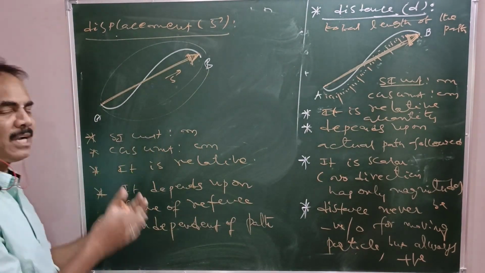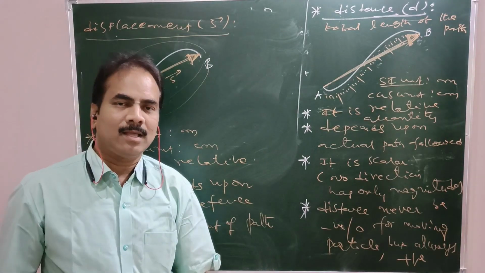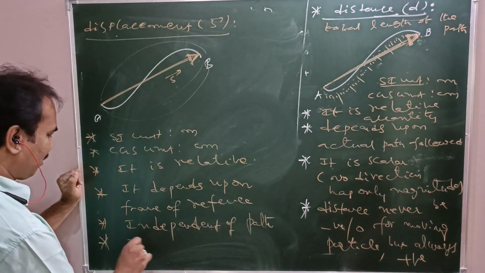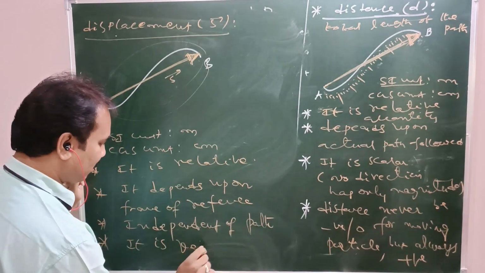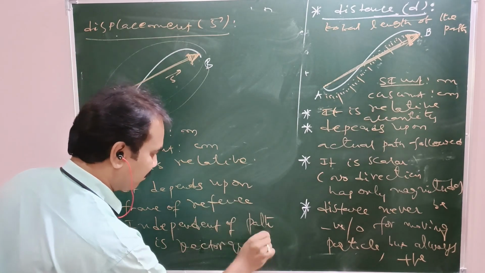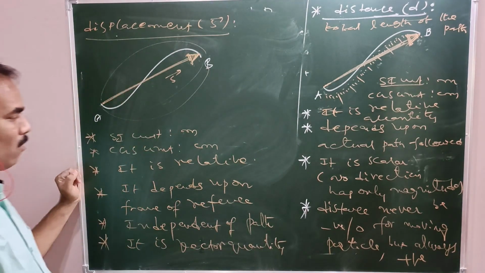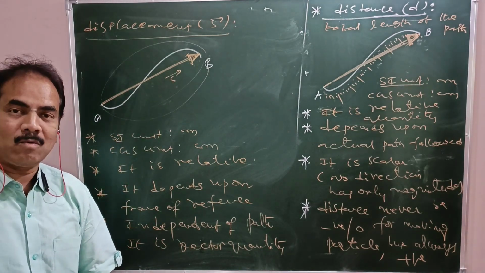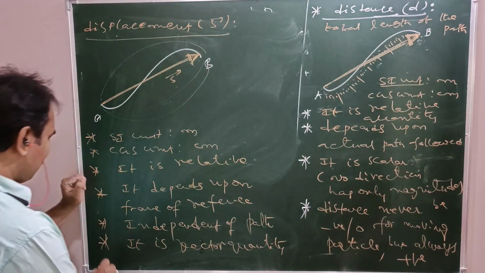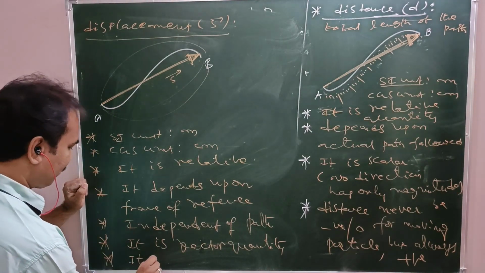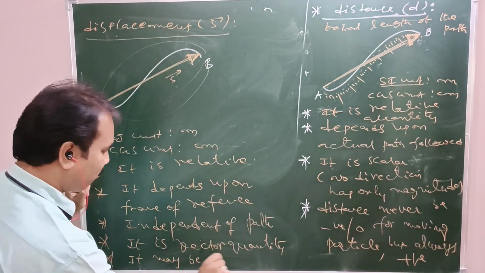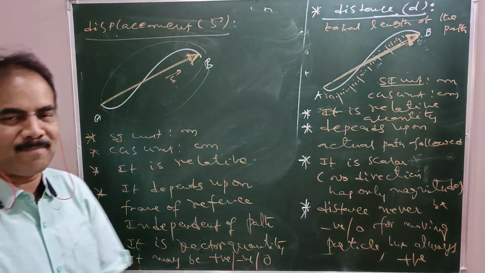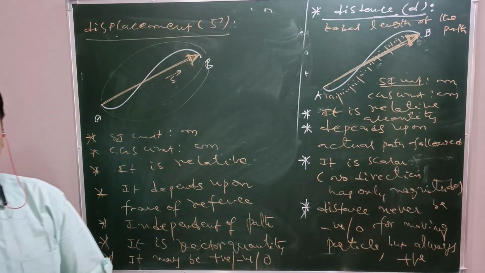Coming to another point, it has both magnitude as well as direction. Moreover, it can be split up into components, meaning it obeys the parallelogram rule of addition. Therefore, it is a vector quantity. But displacement may be positive, may be negative, may be zero for a moving object. Displacement may be positive or negative or zero for a moving particle.